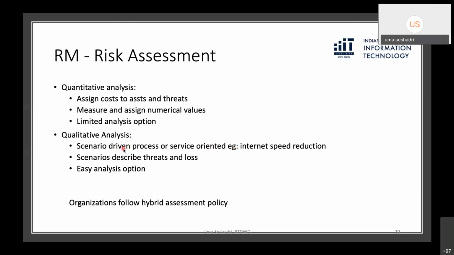So we have different types of tools and methods to manage qualitative analysis and quantitative analysis. Sometimes it can be a combination of these, so it can be a hybrid assessment policy.